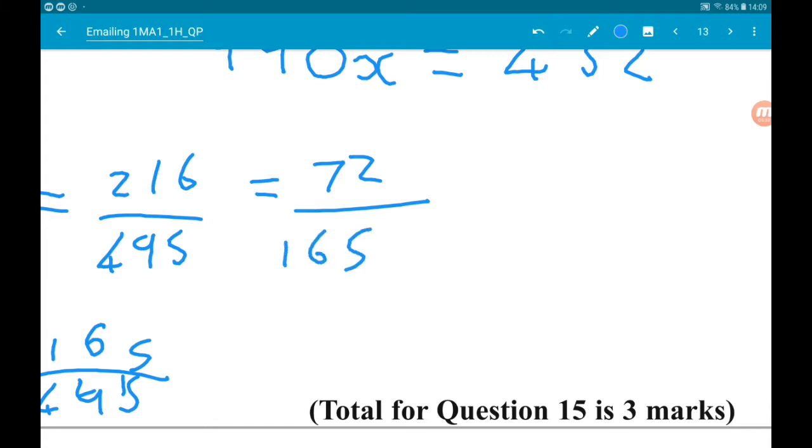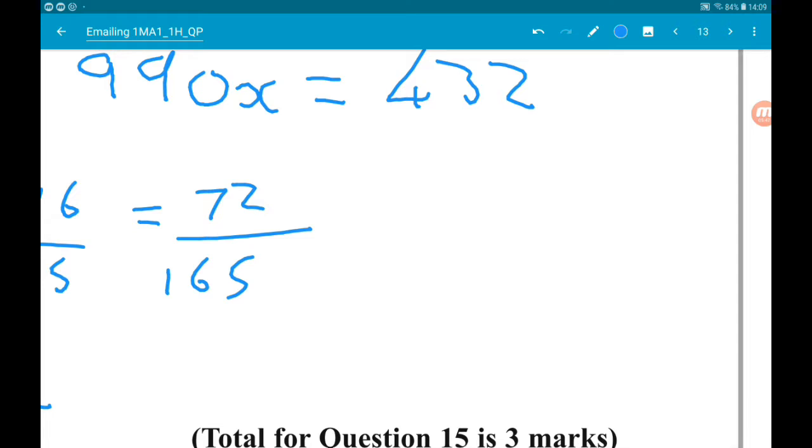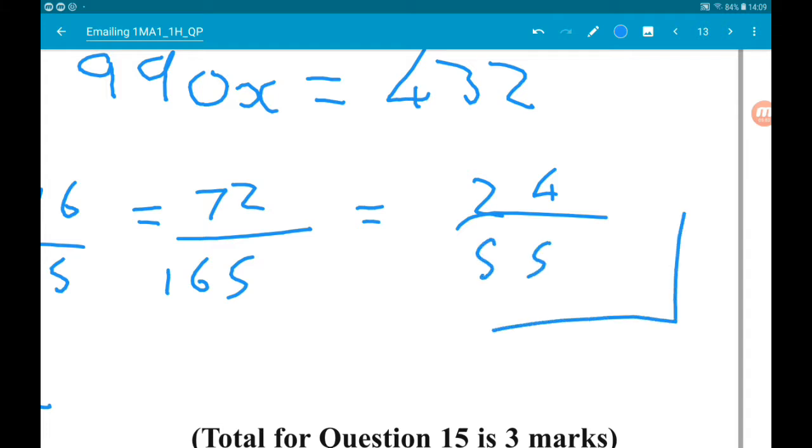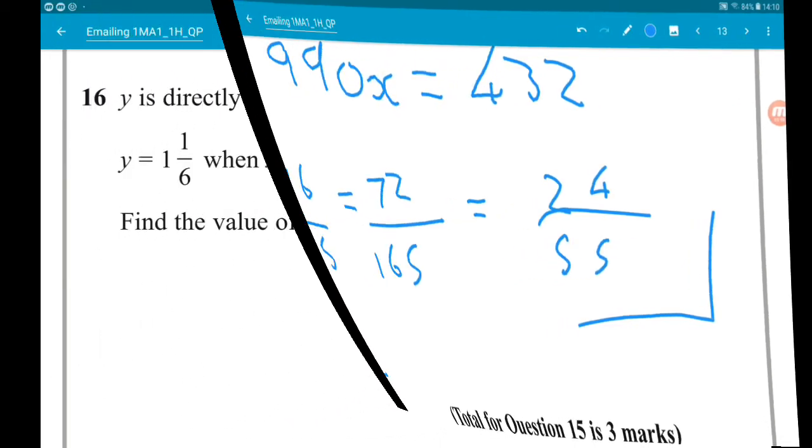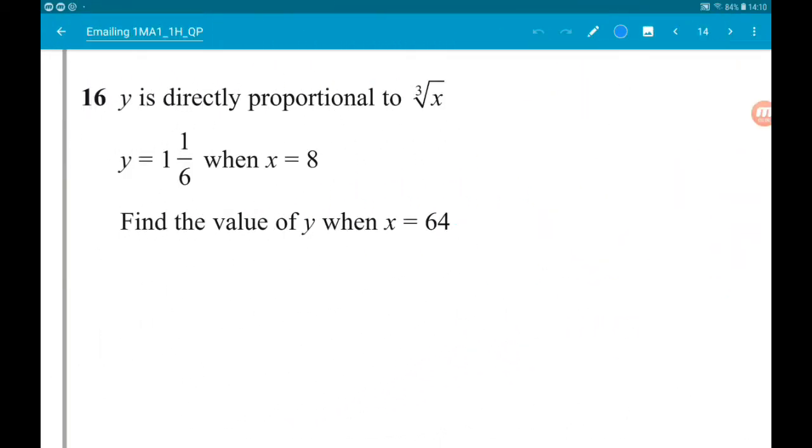Okay, 3 goes in again. Now 72 divided by 3 is 24. And 165 divided by 3 is 55. That is what we wanted to show. Good times. Okay, number 16 we have proportion.